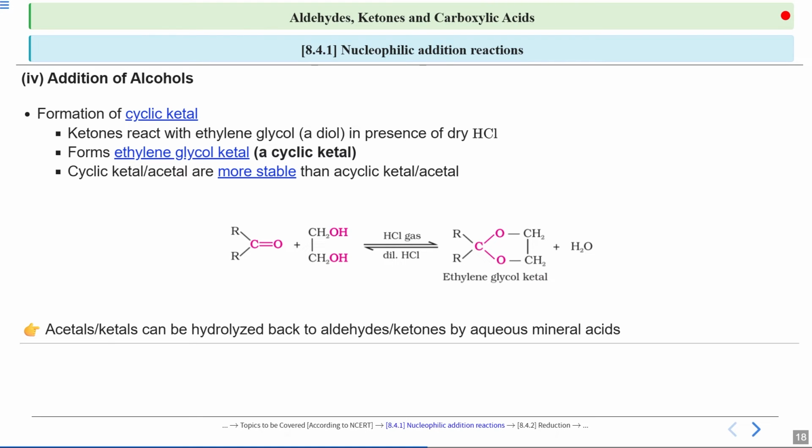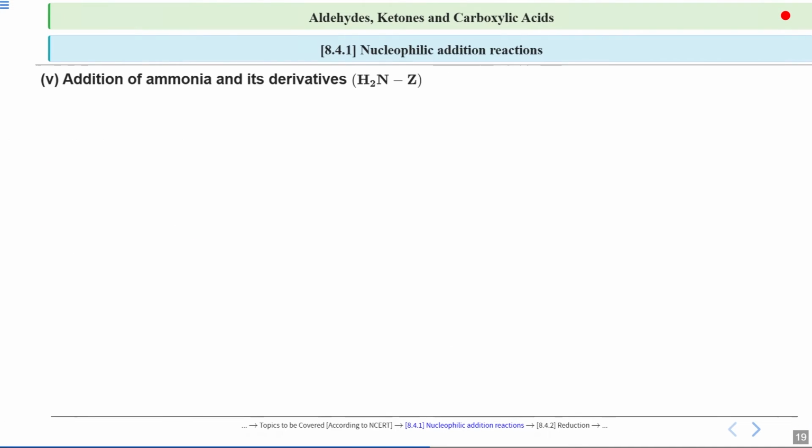Now, one important feature of acetals and ketals is that they can be hydrolyzed back to their original aldehydes and ketones. So this ethylene glycol ketal can be hydrolyzed back to the original ketone. How do you do this? This is done using aqueous mineral acids, which break this cyclic structure. If you use aqueous mineral acid, it will break the cyclic structure of the ethylene glycol ketal and you will get your ketone back.